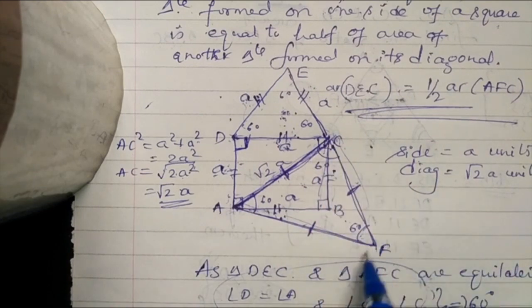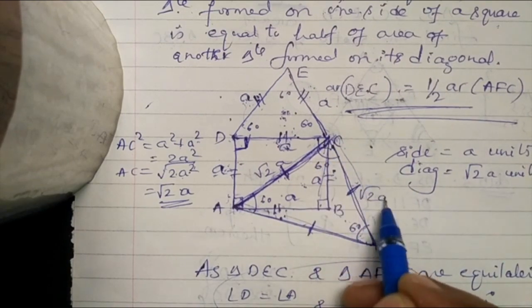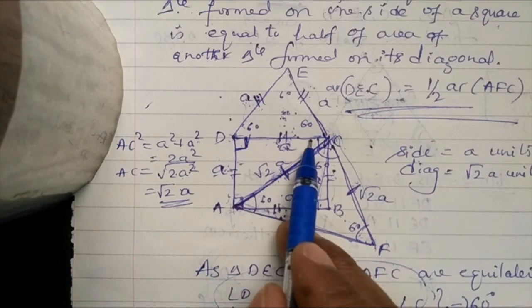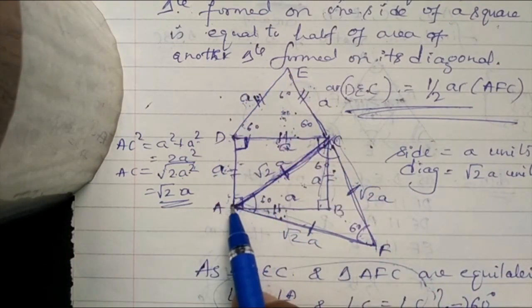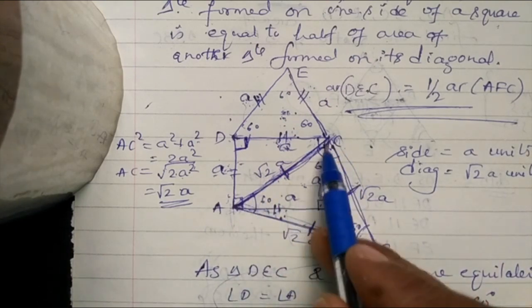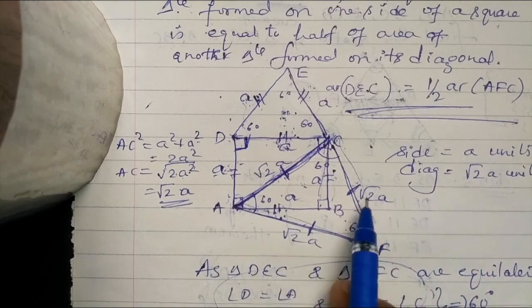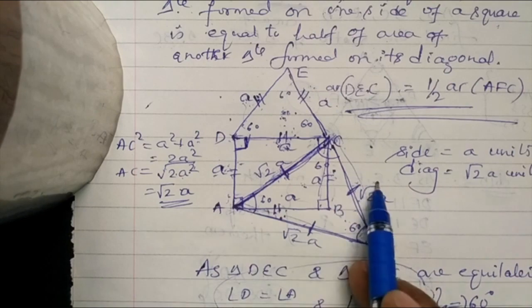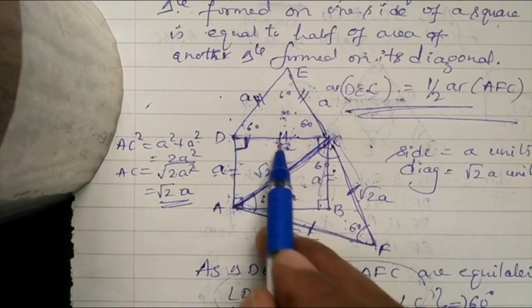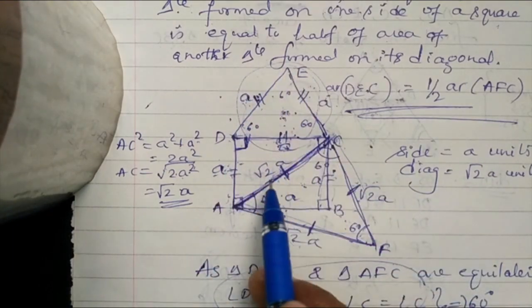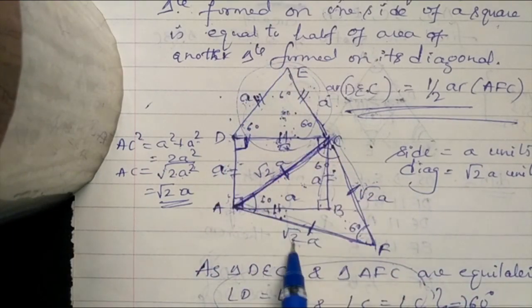So AC is root 2 A, then CF is also root 2 A and AF is also root 2 A, correct? Here all the three sides are A. Now AC is the diagonal, and the diagonal is root 2 A. All three sides of the other equilateral triangle are also root 2 A, because this equilateral triangle is formed on the diagonal. This triangle is formed on side A, and that triangle is formed on the diagonal, with sides root 2 A.